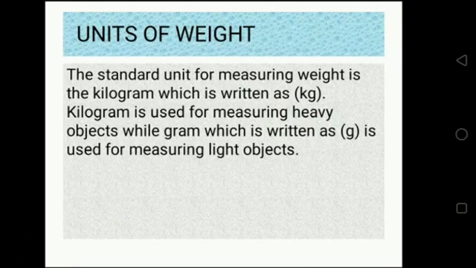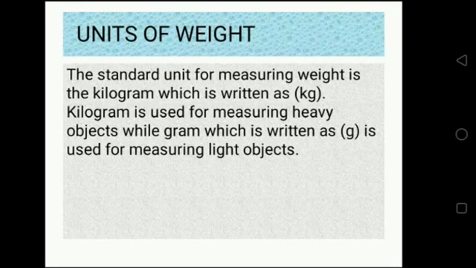The kilogram is used for measuring heavy objects, while the other unit is the gram, which is written as g, and it is used for measuring light objects. The letter g signifies gram, and it is used for measuring light objects like feather, leather, nylon, etc. While the kilogram is used for measuring heavy objects like bags of cement, bags of rice, stones, etc.